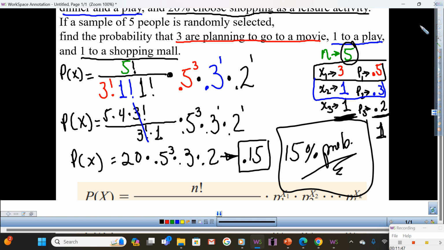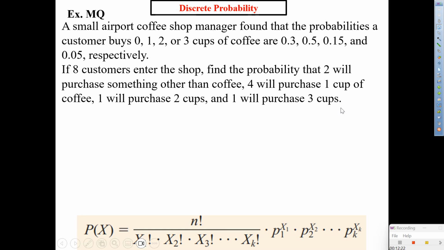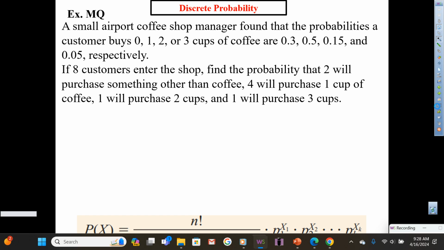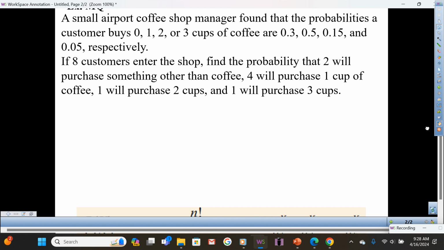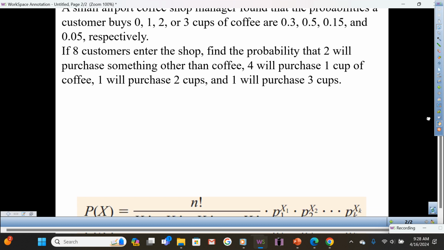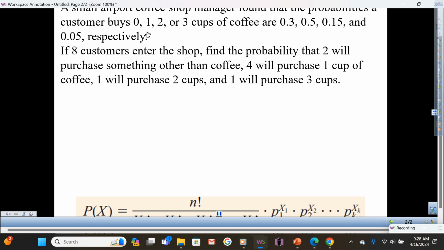There it is. Okay? All right, with that said, don't copy this one. This one we're just going to start from the n, x sub 1, x sub 2, x sub 3, and its corresponding p's. Example mega cube. It says, a small airport coffee shop manager found that the probabilities of a customer buying 0 coffees, 1 coffee, 2 coffees, or 3 cups of coffee are 0.3, 0.5, 0.15, and 0.05 respectively.